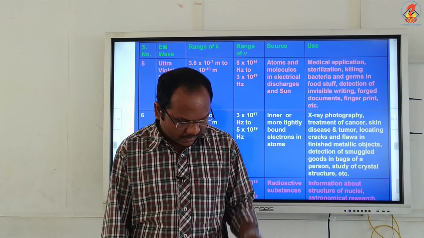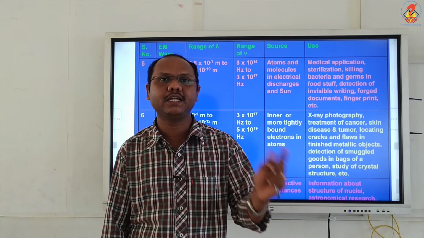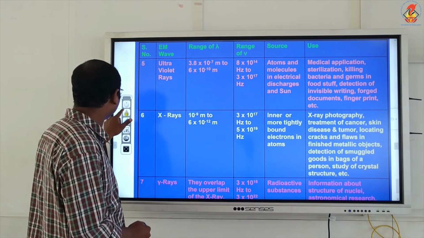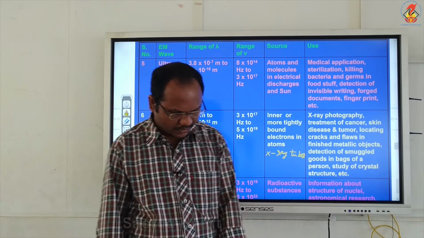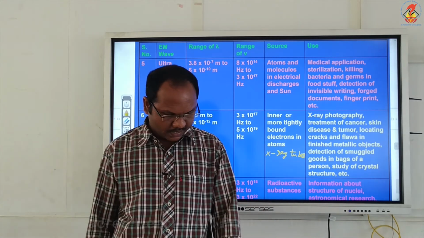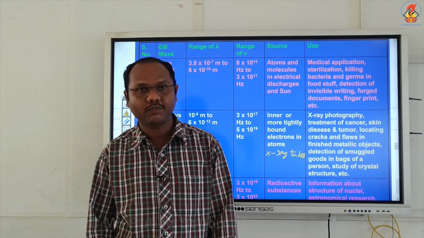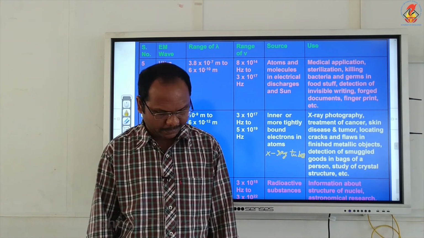Okay, and X-rays can also be produced by using X-ray tubes. So please note that here, by using X-ray tubes. Now, X-rays can be detected by using photographic film and ionization chamber.